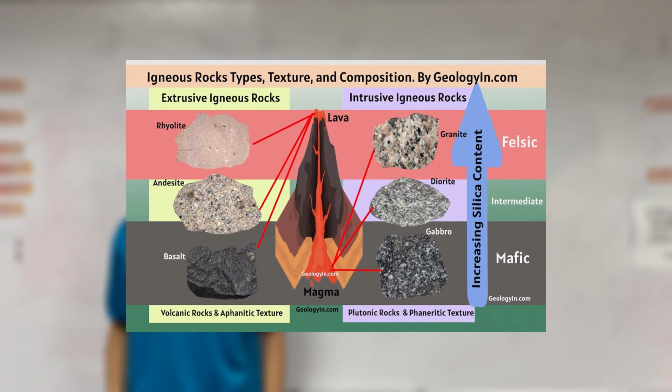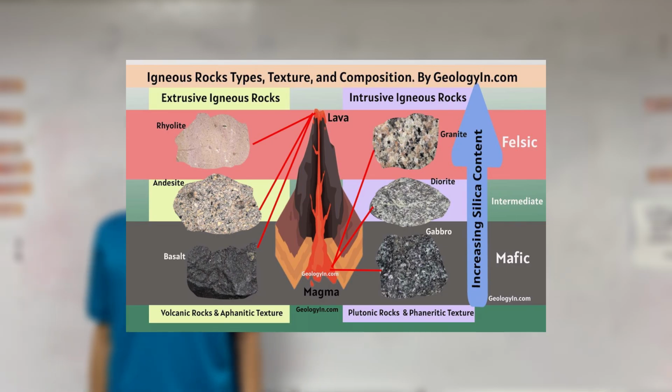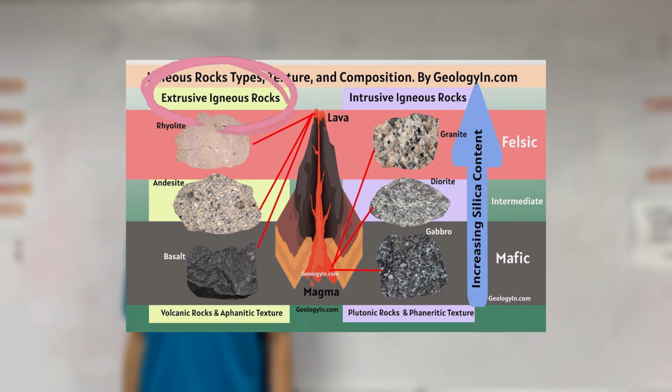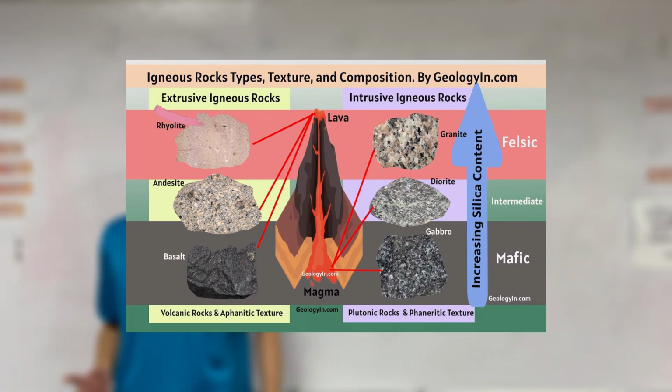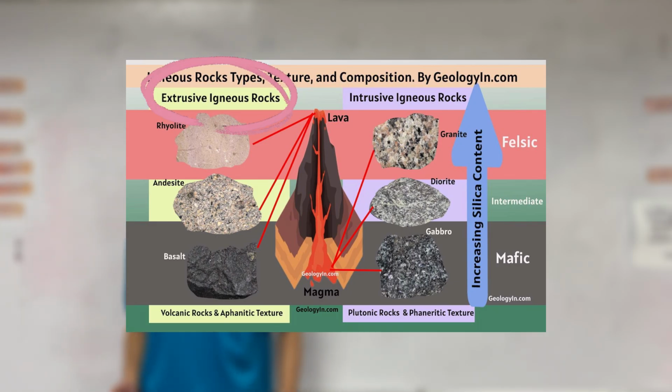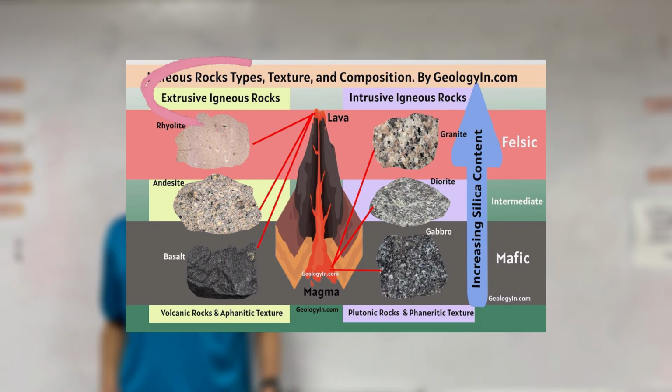The two types of igneous rocks are intrusive rocks, which form slowly beneath the Earth's surface, allowing large crystals to develop over thousands of years. Think of rocks like granite or diorite. Then we have extrusive rocks, which form quickly when magma erupts from a volcano and cools on the Earth's surface. These rocks have smaller crystals or sometimes no crystals at all.